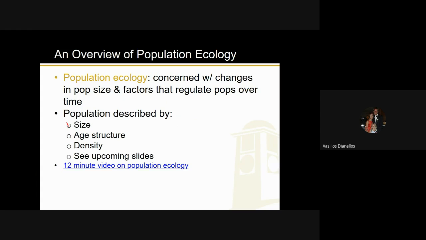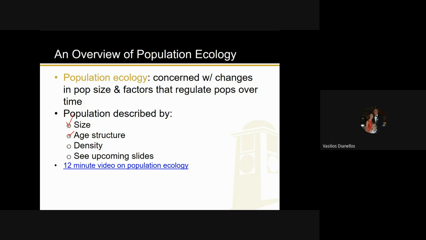I think that's the one people are most familiar with. You could say, West Virginia has 1.8 million people, right? That is the size of the population. Also, the age structure. Of those 1.8 million people in West Virginia, how many are elderly? How many are children? How many are college age students? So on and so forth.